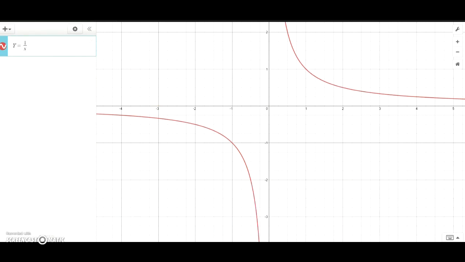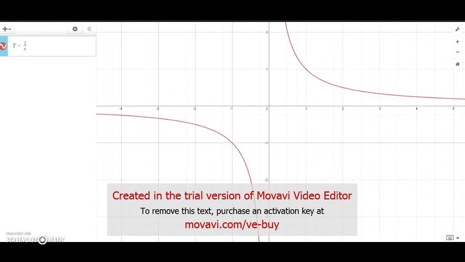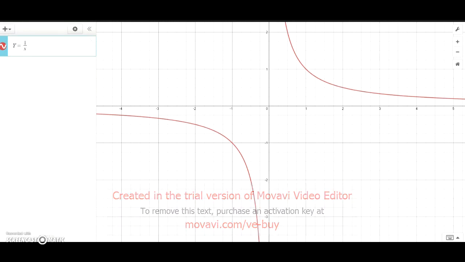Further in the topic, we're going to learn about domain, range, and asymptotes. Again, we will see intercepts. And finally, the rate of change.